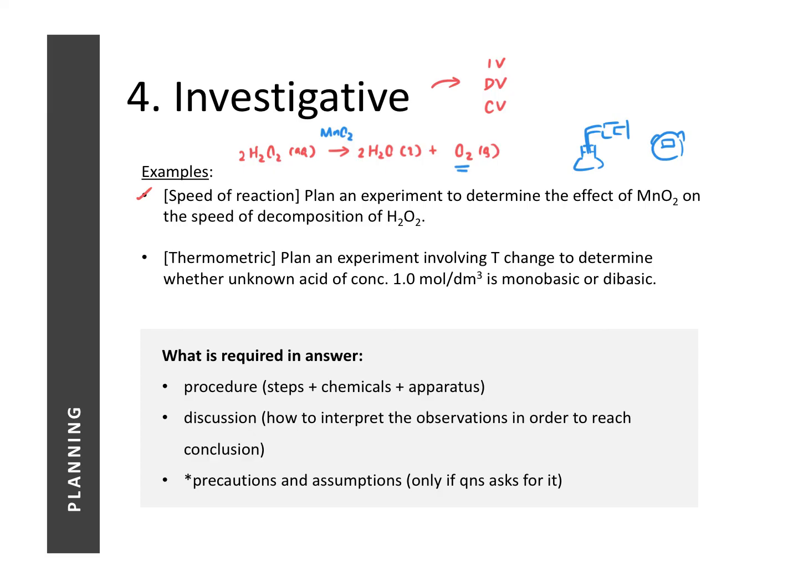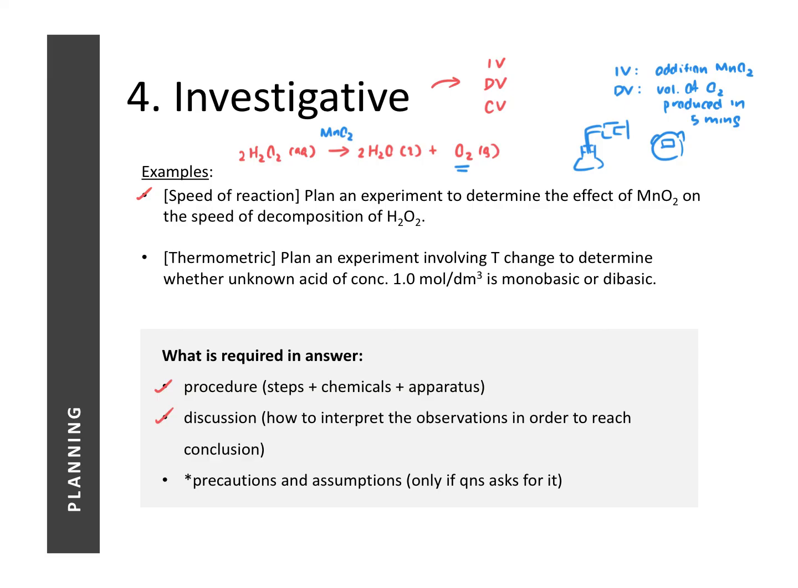So in this particular planning, the independent variable would be whether you add the catalyst or not. And the dependent variable would be the volume of gas, or volume of oxygen, produced in a fixed period of time, for example, in 5 minutes. For such planning questions, you need to tell us the procedure as always. And the discussion becomes important because you need to tell us how, from the dependent variable obtained, we can then arrive at a conclusion.